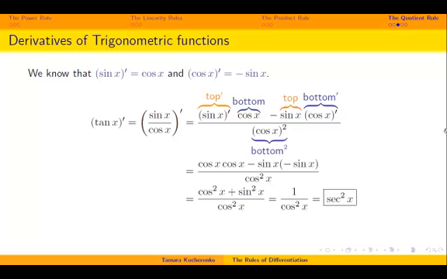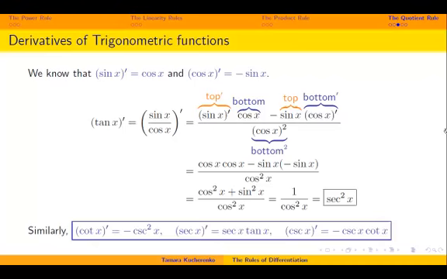The derivatives of the remaining standard trigonometric functions could be found similarly using the quotient rule. We obtain that the derivative of the cotangent x is negative cosecant squared x. The derivative of secant x is secant x times tangent x. And the derivative of the cosecant x is negative cosecant x times cotangent x.